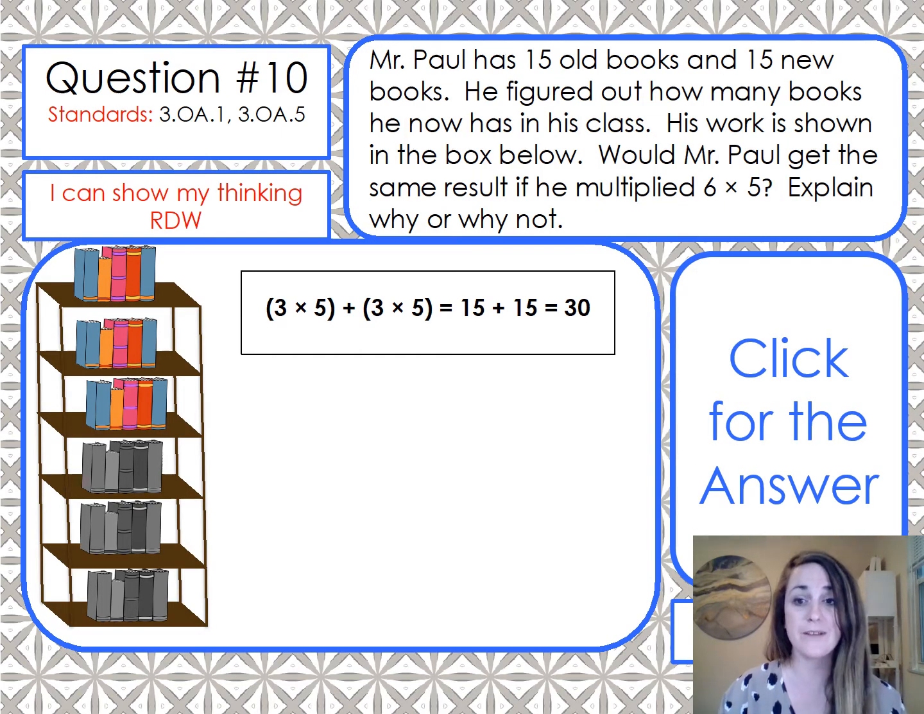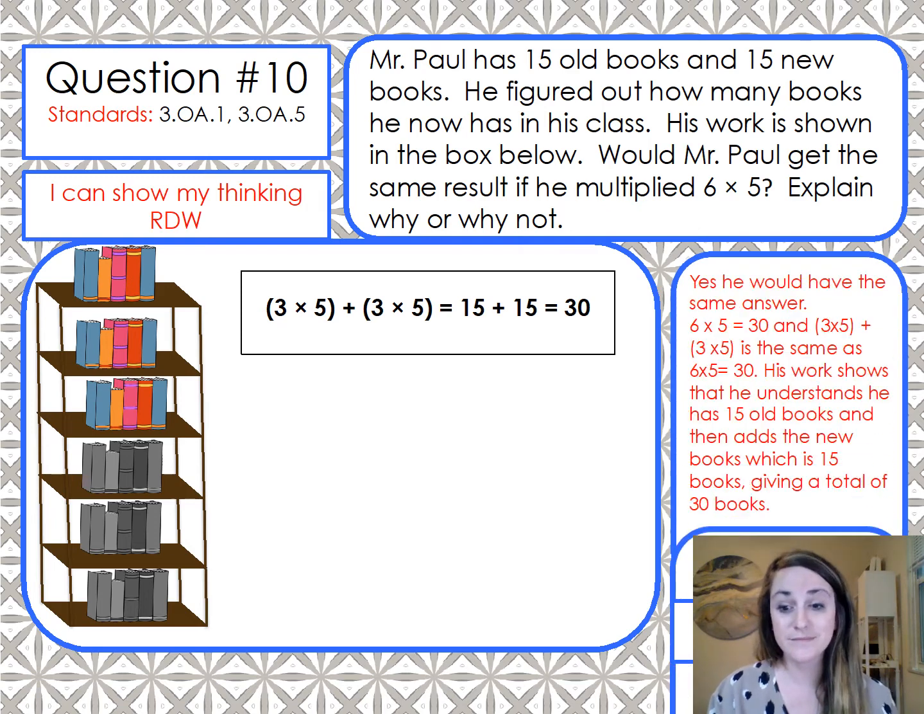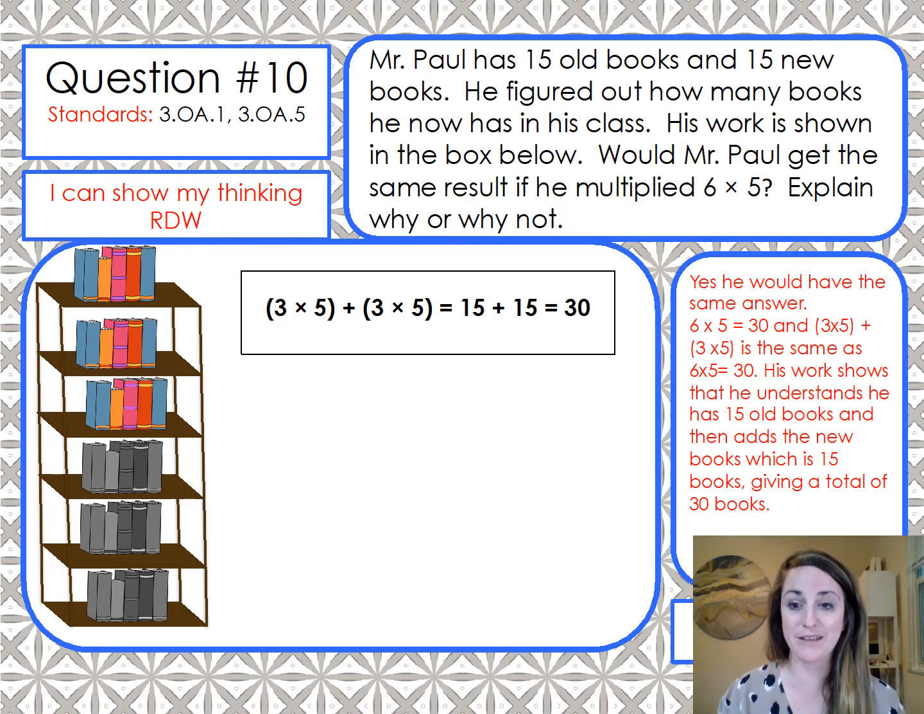Mr. Paul has 15 old books and 15 new books. He figured out how many books he now has in his class. His work is shown in the box below. Would Mr. Paul get the same result if he multiplied 6 times 5? Explain why or why not. The equation shows 3 times 5 plus 3 times 5 equals 15 plus 15, which is equal to 30. Yes, he would have the same answer.